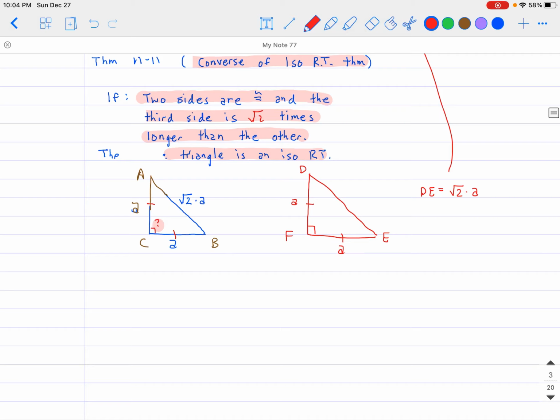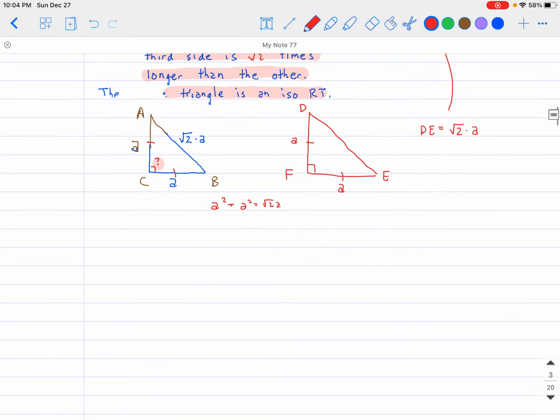So if that's the case, you'll notice that on the other side over here, we have basically the same thing. We know that we have A squared plus A squared is equal to root 2 A. Now I'm working backwards, and that means that AB is going to have to be congruent to DE, and by SSS, for that same reason, the two triangles are congruent, so therefore angle C is congruent to angle F, so therefore we have a right angle then.